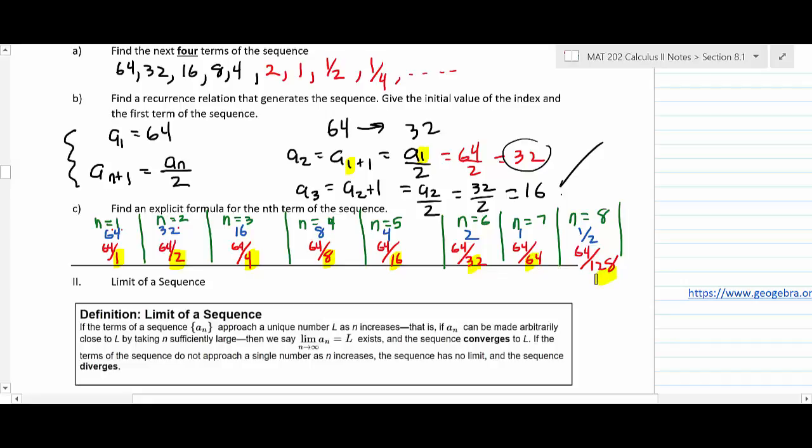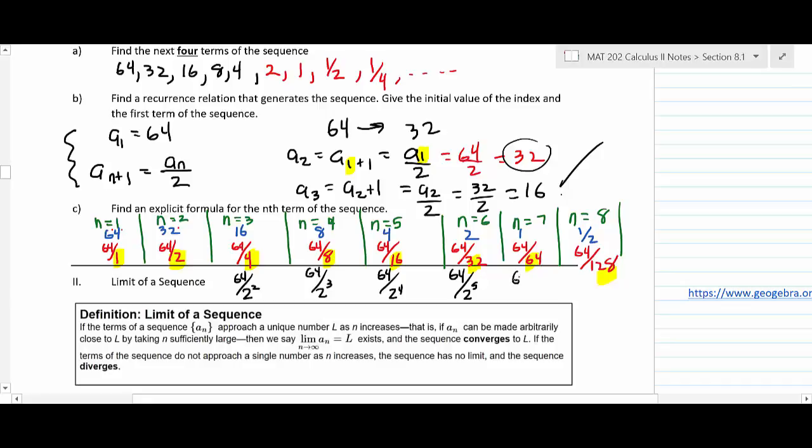Those are powers of 2, aren't they? You've got 2 to the first, 2 to the second, 2 to the third, 2 to the fourth, and so forth. So what you really have going on in this problem is, for instance, this would be 64 over 2 to the second. This is 64 over 2 to the third, and so forth. Once you see that, it's pretty easy to write that formula.